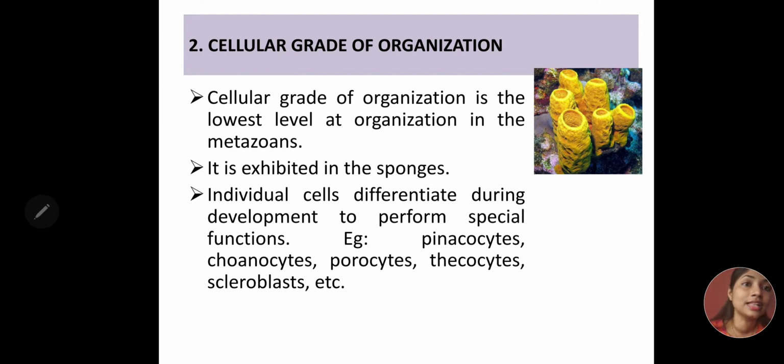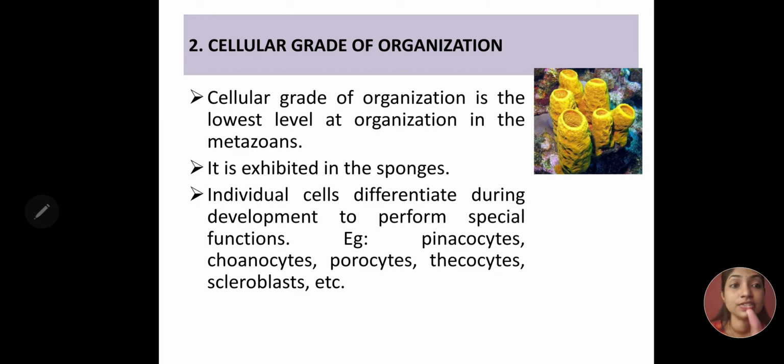Second one is the cellular grade of organization. Cellular grade of organization is the lowest level of organization that is seen in metazoans or the multicellular organisms. It is exhibited in sponges, that is phylum Porifera. Individual cells differentiate during development to perform special functions, that is pinacocytes, choanocytes, porocytes, thecocytes and scleroblasts.